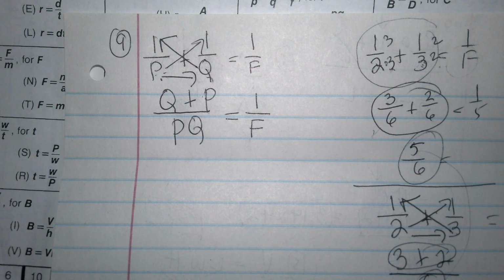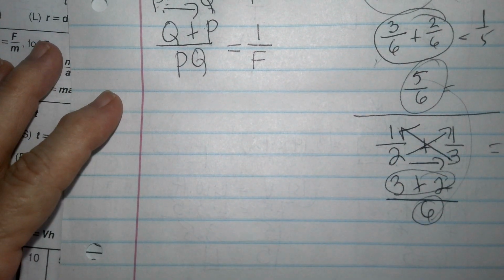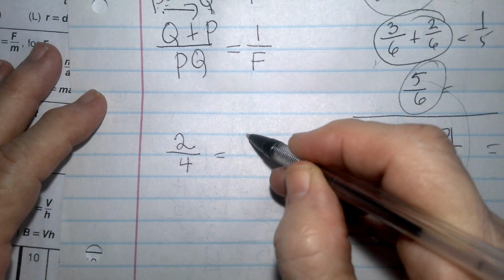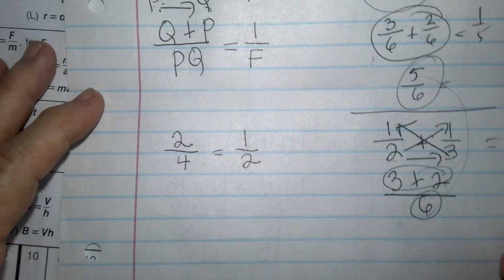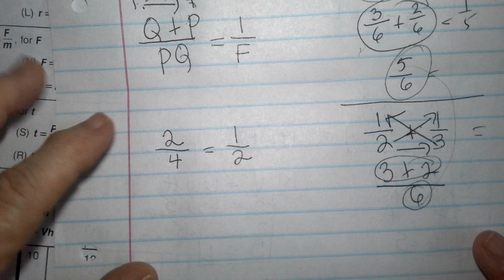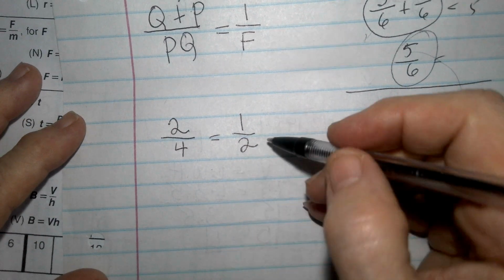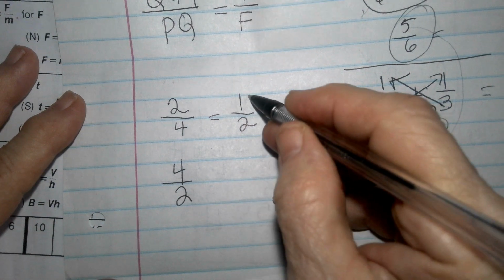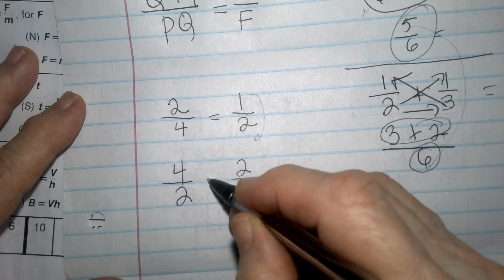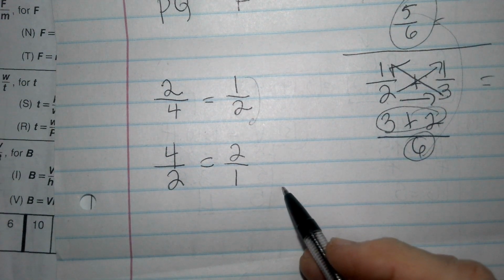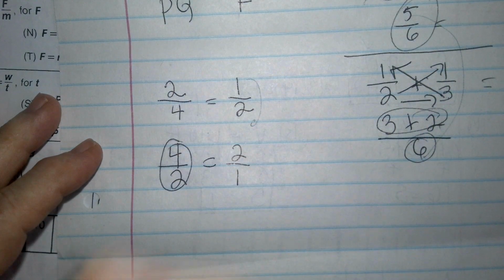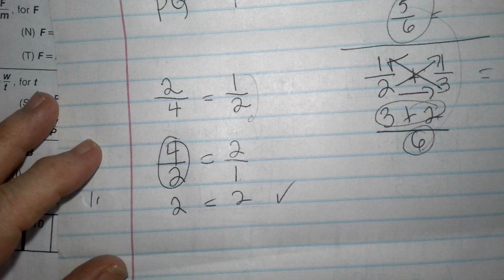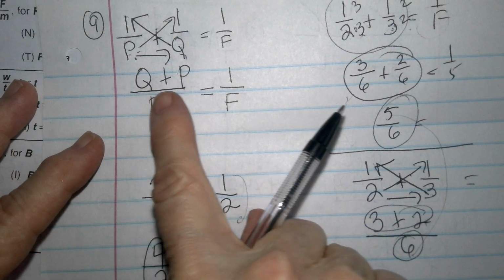All right, and I'll show you what I'm going to do in just a second. If I have 2 over 4 and 1 over a half, this is kind of important, I know that's a half and that's a half. But if I flip this whole thing and make it 4 over 2, and flip this one to 2 over 1, will they still be equal? Yes. 4 divided by 2 is 2, 2 divided by 1 is 2, and they're still equal, even if they're different numbers. So that's exactly what I'm going to do here.